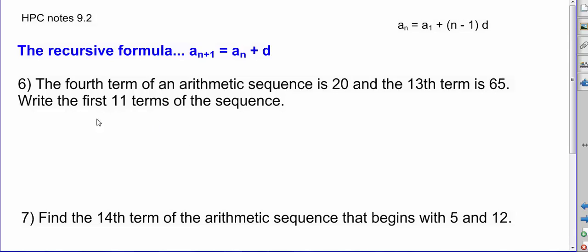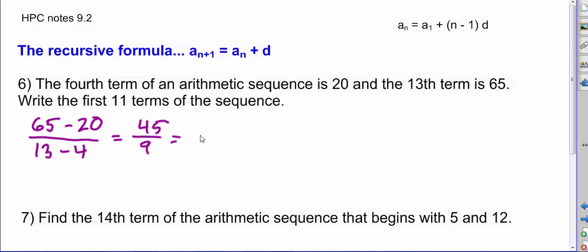Now here's what I'm going to do. I'm going to look at the differences between the 4th and the 13th term. And I know that the 13th term is 65, the 4th term is 20, and so what we're doing is we're doing 9 steps to get a difference of 45, which tells me that my common difference there is actually 5. That's D.